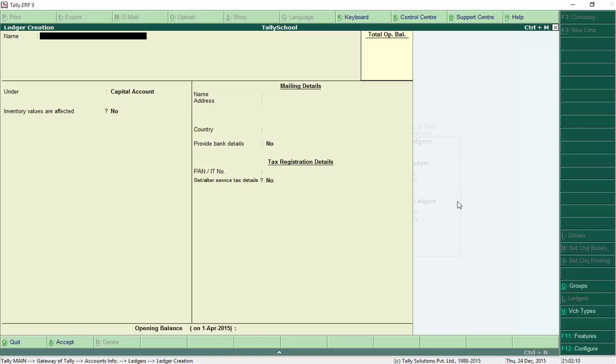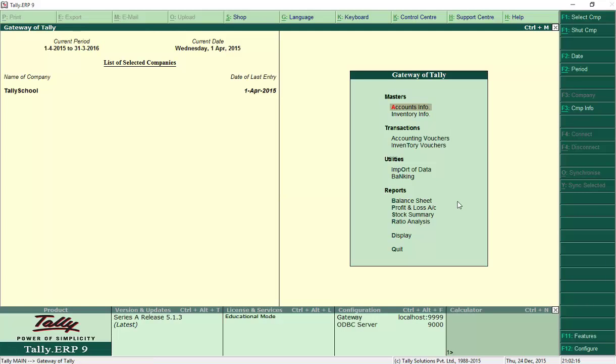Now we'll create the entry for our intraday trading. So let's come back to Gateway of Tally by pressing escape. And now, for example, we'll take a scenario. Let's say we have a profit of 100 rupees on our intraday trading of stocks.